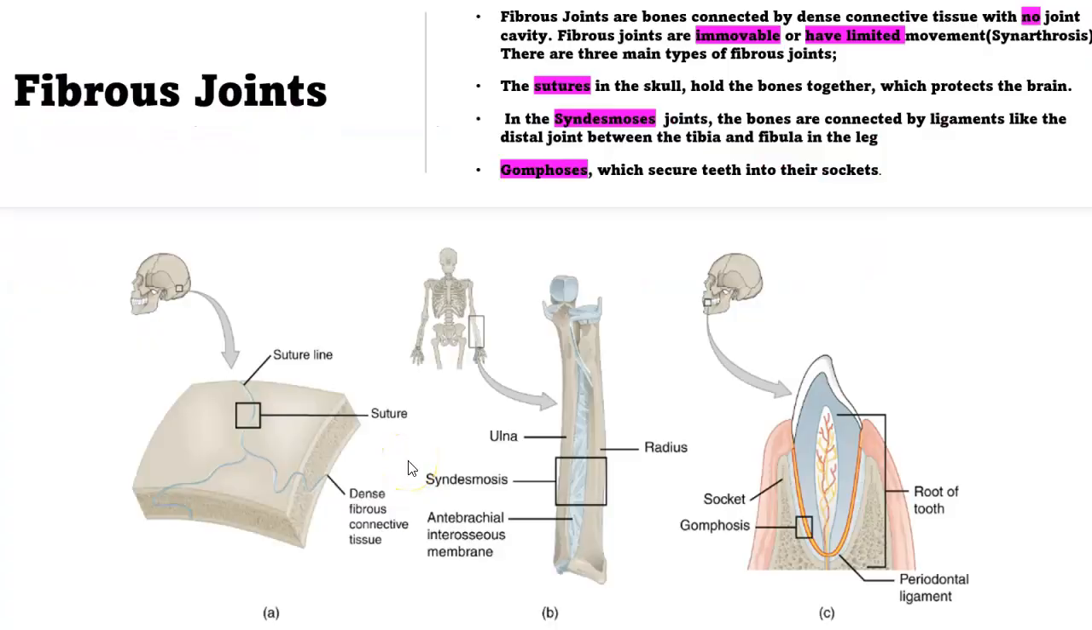Fibrous joints are bones connected by dense connective tissue with no joint cavity. Fibrous joints are immovable or have limited movement. There are three main types of fibrous joints.